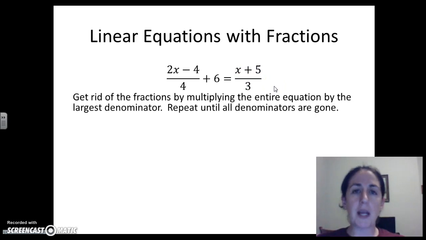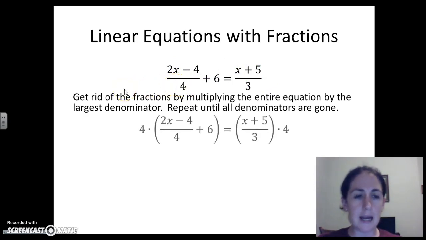So what we can do is actually get rid of the fractions by multiplying the entire equation, the left side and the right side, by the biggest denominator. And repeat that method until all your denominators are gone. So the largest denominator we have is 4.